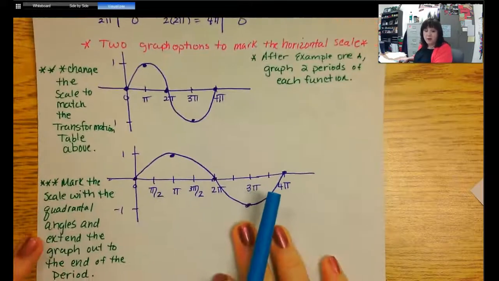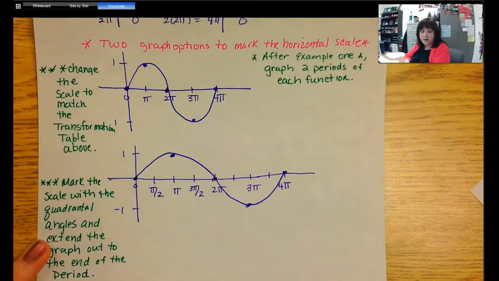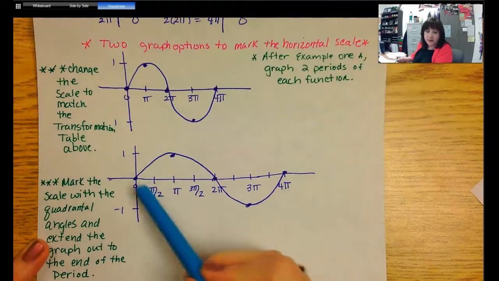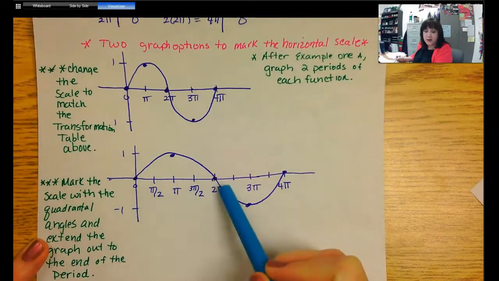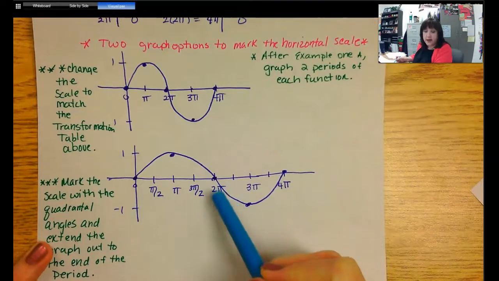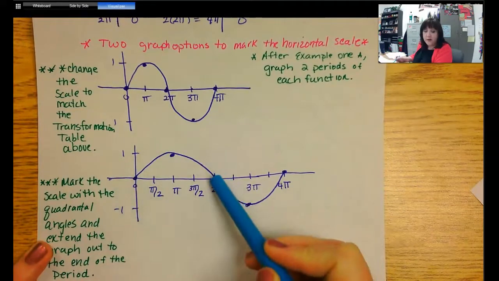However, in the second one, I went ahead and went out to 4 pi, keeping the traditional pi over 2, pi, 3 pi over 2, and 2 pi, and then fit the other points in between. So you can see here's 0, here's pi over 2, here's pi, here's 3 pi over 2, here's 2 pi. And so that would be 1/2 of this wave.